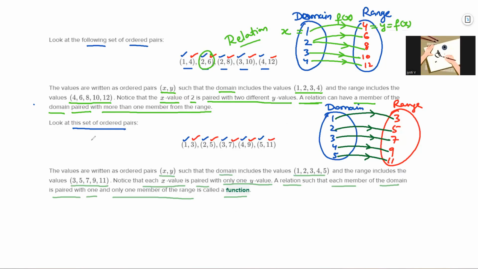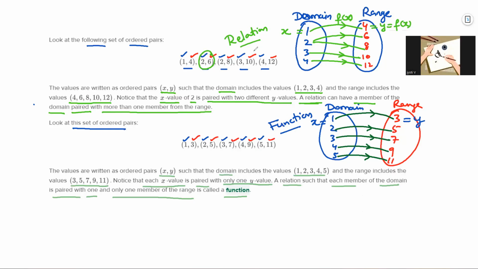So here distinctly, which is a relation and which is a function. A function is a relation in which each value of x is paired with a value of y. That means each member of the domain set is paired with one and only one element in the range set. So such kind of mapping, such kind of relation is called a function.